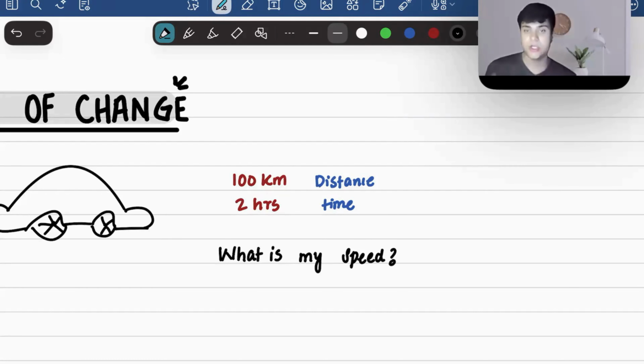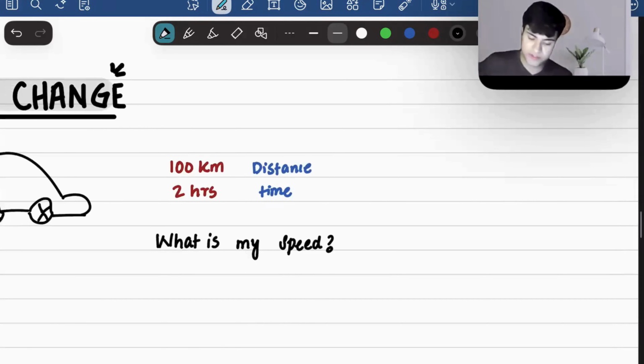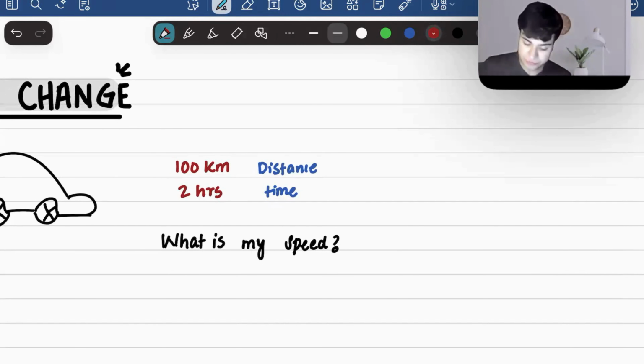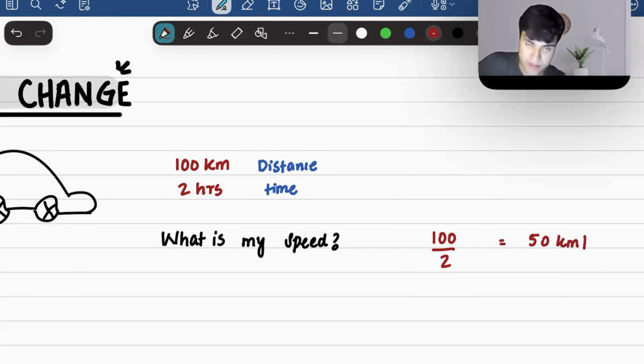Big question. Well, we've been learning this in grade 8 and 9: how you calculate speed. Let's have a look here. Speed is essentially distance over time, so 100 kilometers over time, you're approximately traveling at a speed of 50 kilometers an hour.